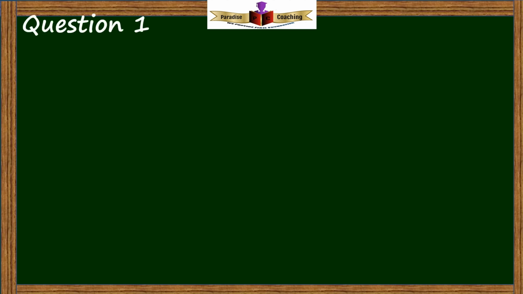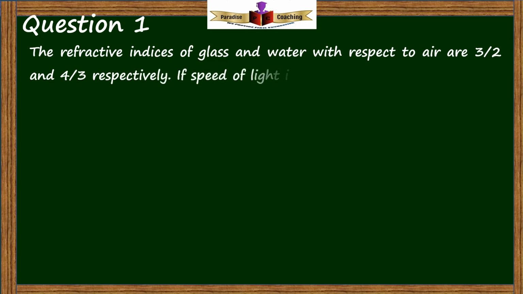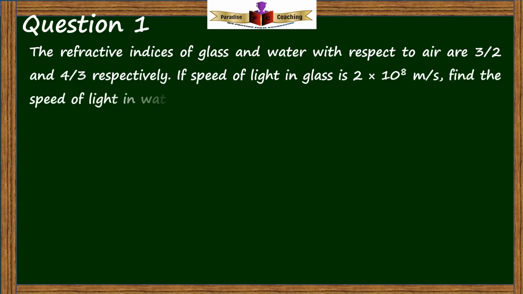Question 1 on refractive index. The refractive indices of glass and water with respect to air are 3 by 2 and 4 by 3 respectively. If the speed of light in glass is 2 times 10 raised to 8 meters per second, find the speed of light in water. Here the refractive indices are absolute refractive indices.